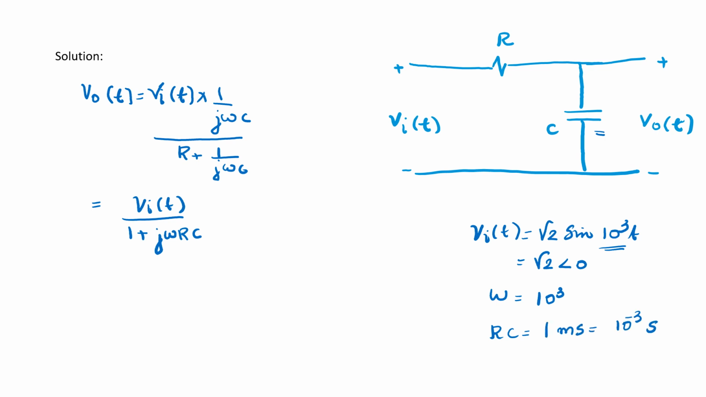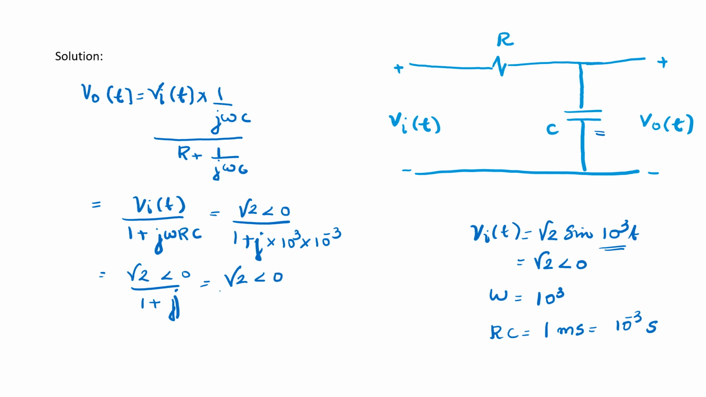Now Vi of t is root 2 angle 0, plus 1 by j omega, where omega is 10 cube and RC is 10 raised to minus 3. This is equal to root 2 angle 0 by 1 plus j. That is root 2 angle 0 divided by root 2 angle 45 degrees, which is equal to 1 angle minus 45 degrees.